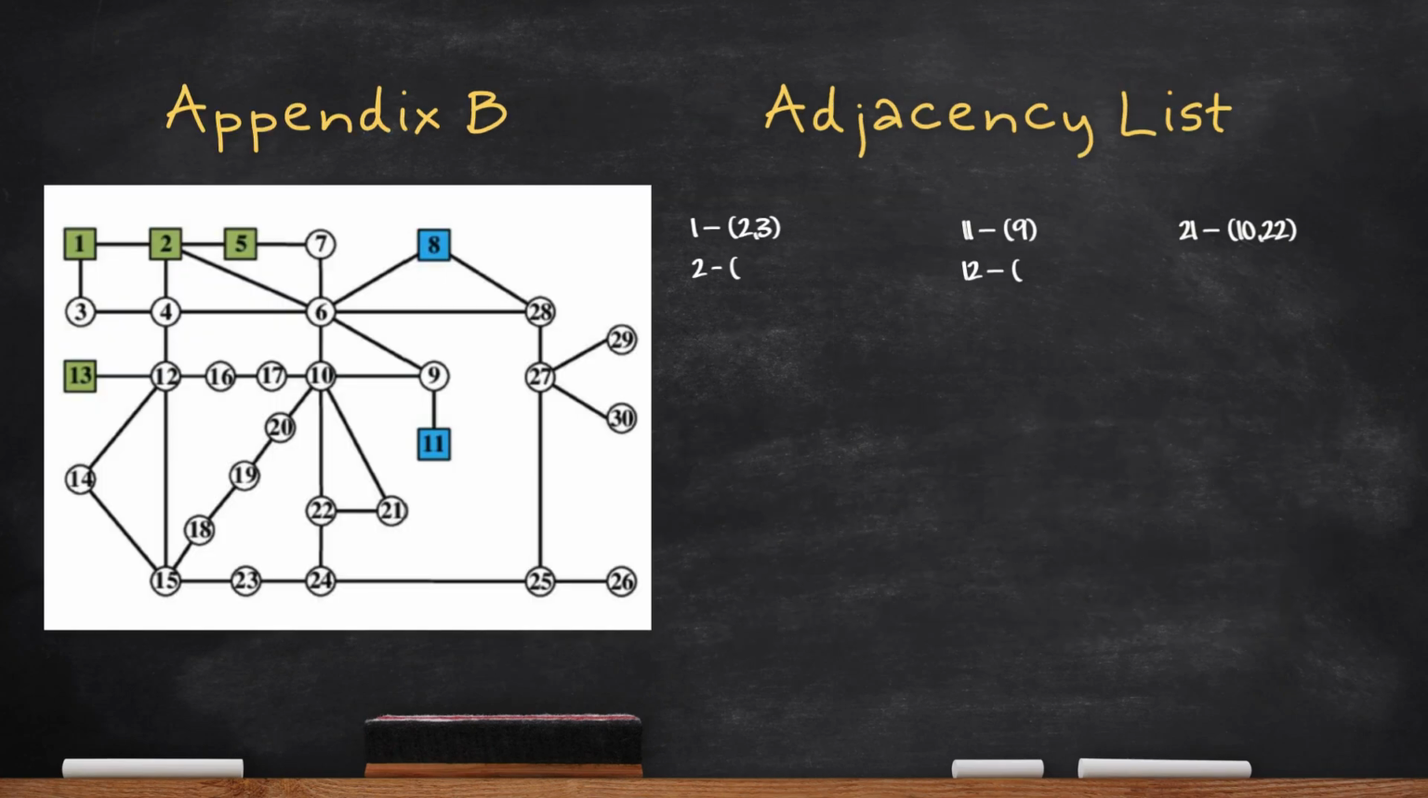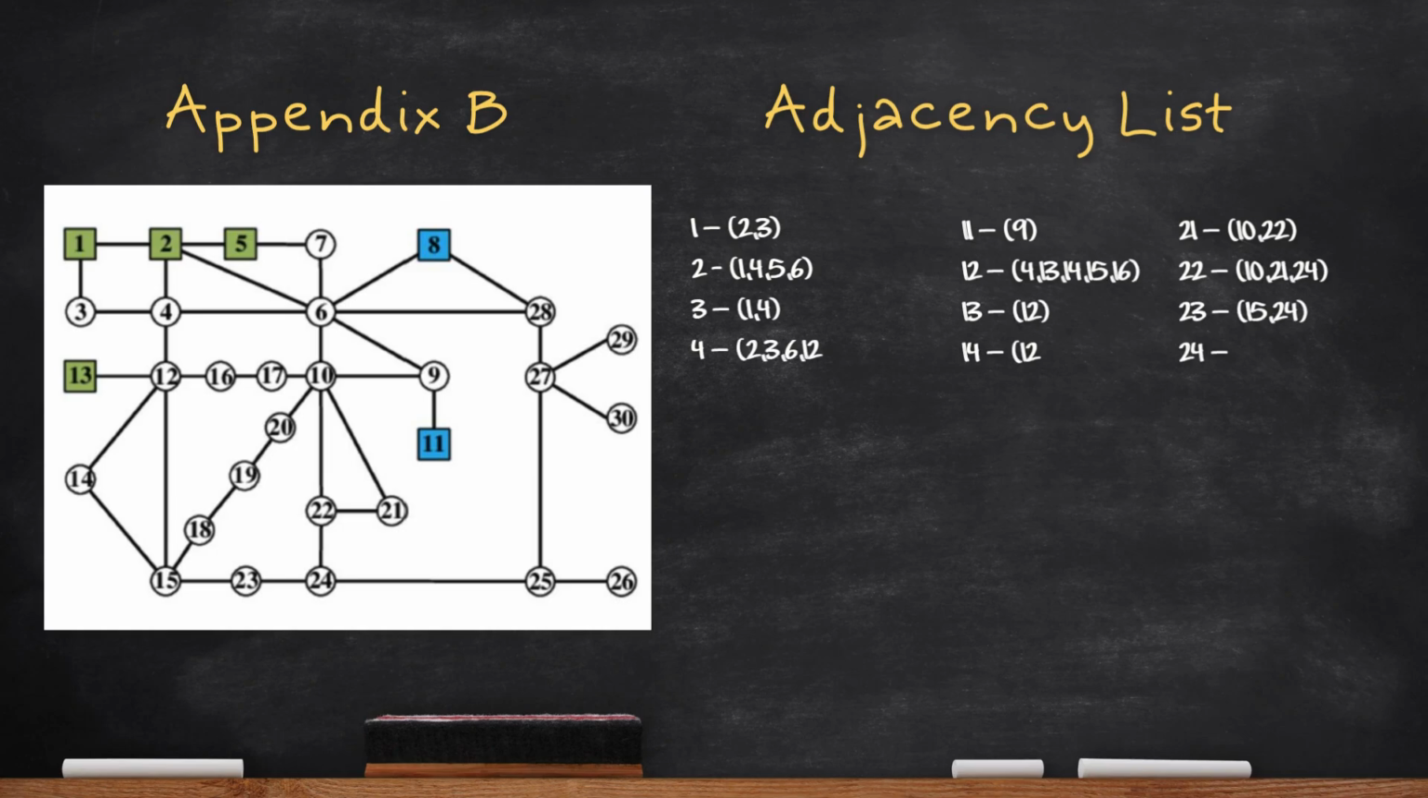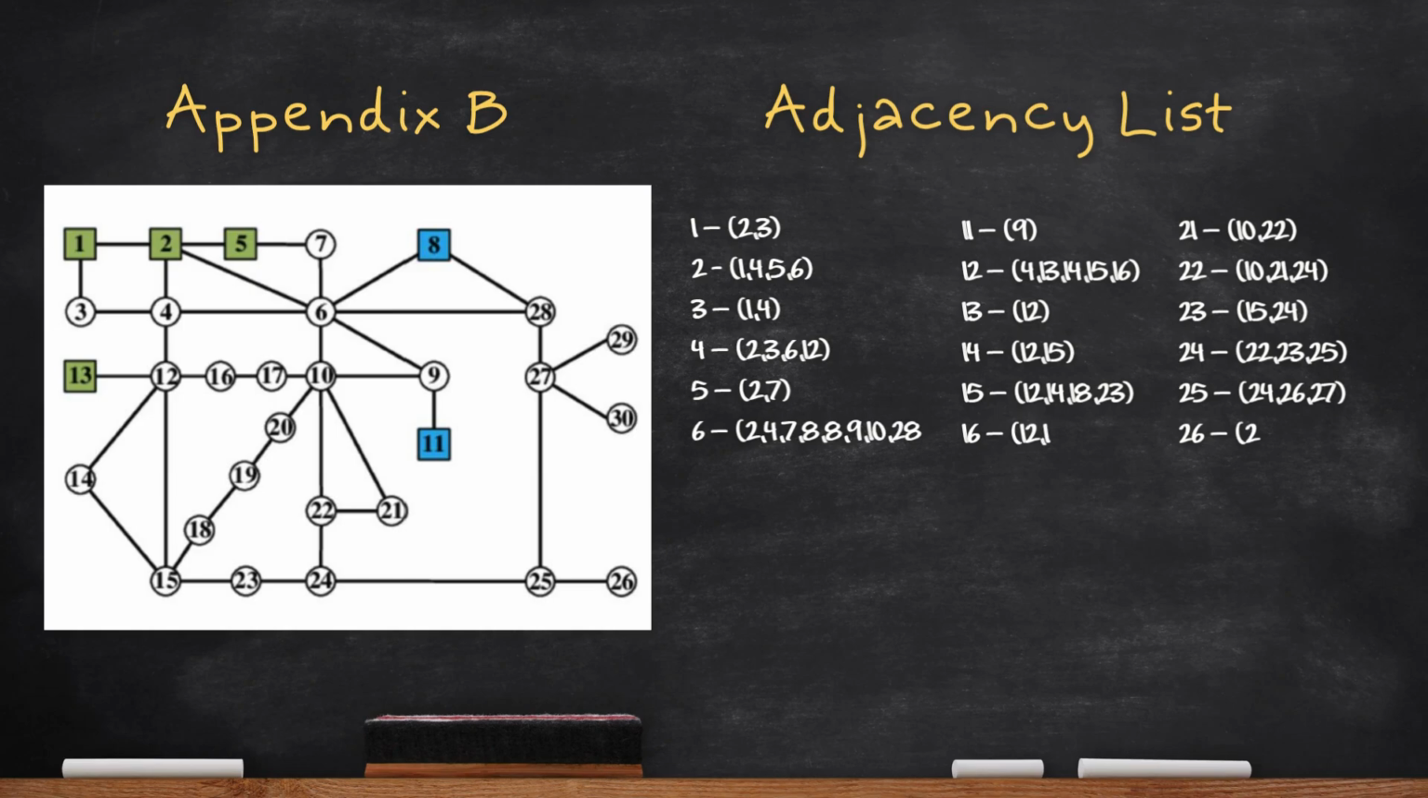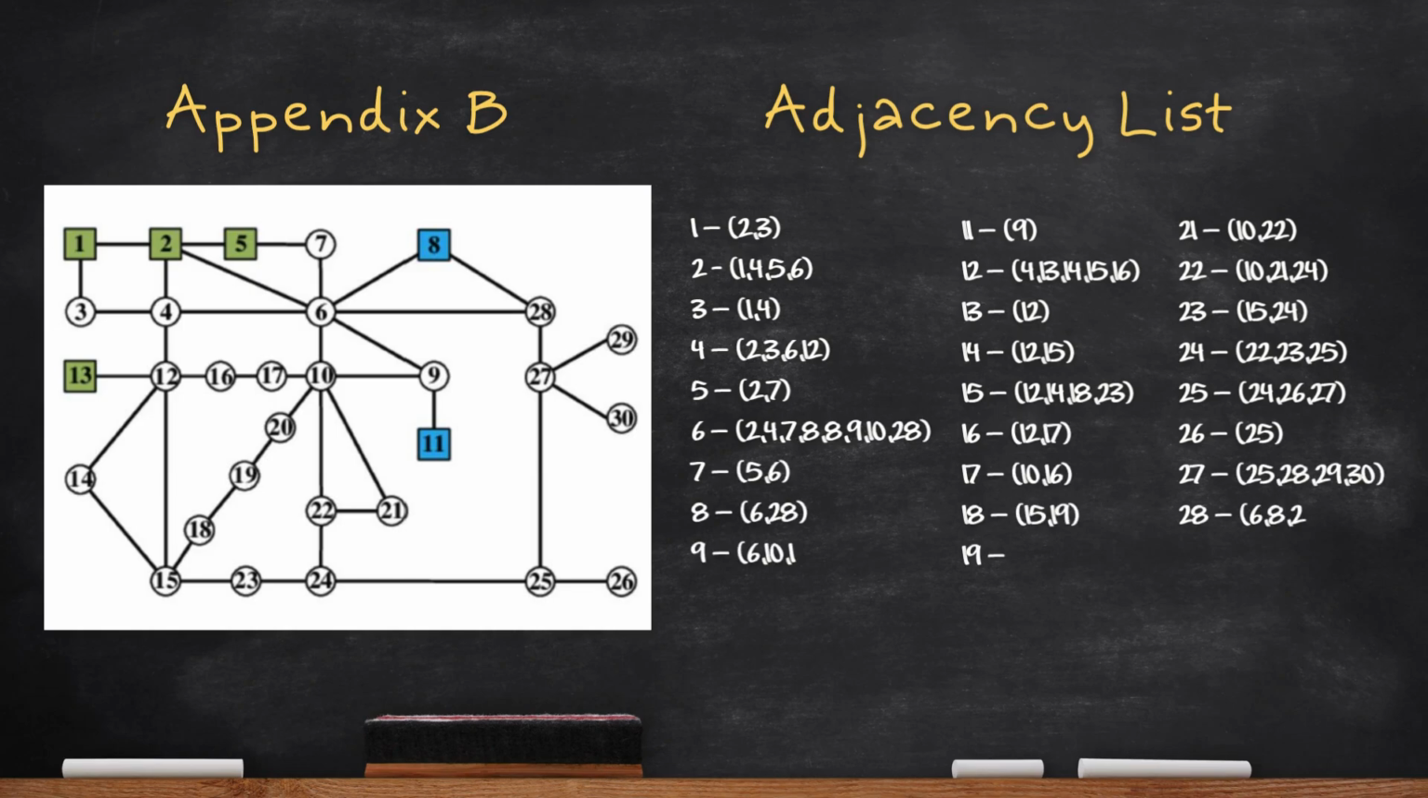Let's see the slide showing the graph of Appendix B. Every edge has no arrows and has a cycle vertex. Let's look at the adjacency list for Appendix B. The size of the graph is 30, so we have 30 lines in our adjacency list.